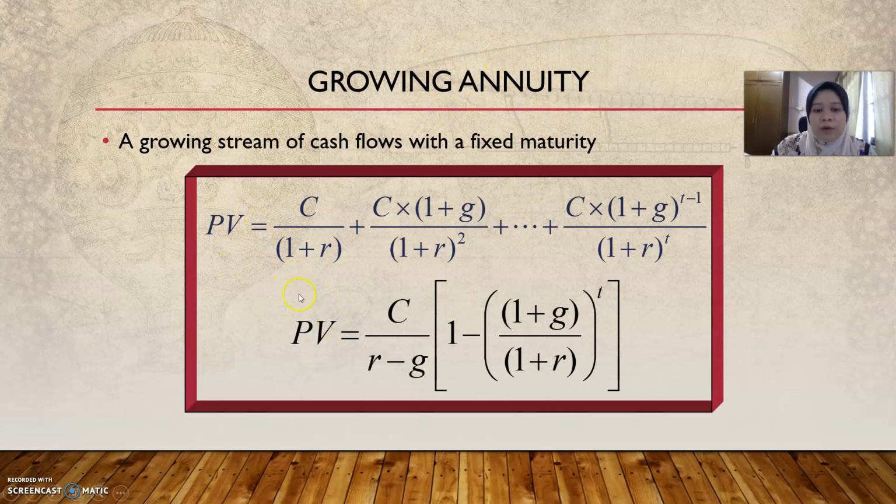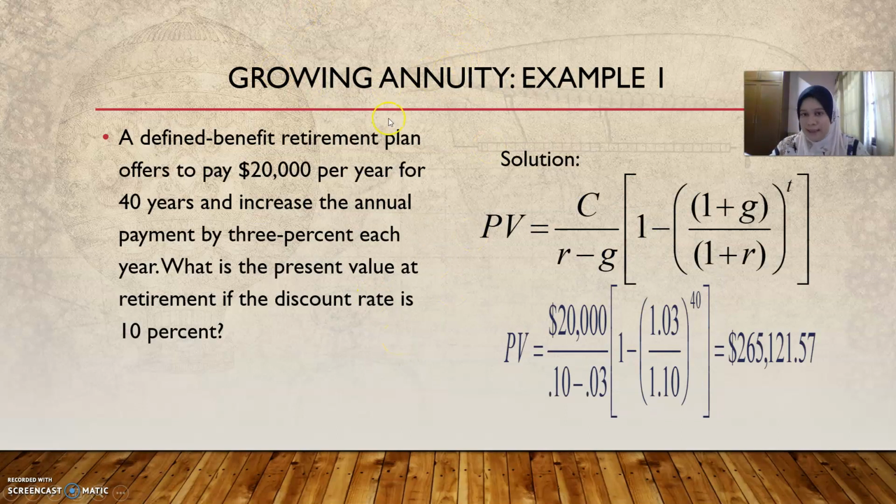So the formula will be present value equals C, the annual coupon, divided by R, your interest rate, or I, minus the growth, times 1 minus (1 plus G divided by 1 plus I) to the power of T. So all this will be to the power of the time period. Solve inside here, and only then you multiply with this figure. Alright, so let's see this example.